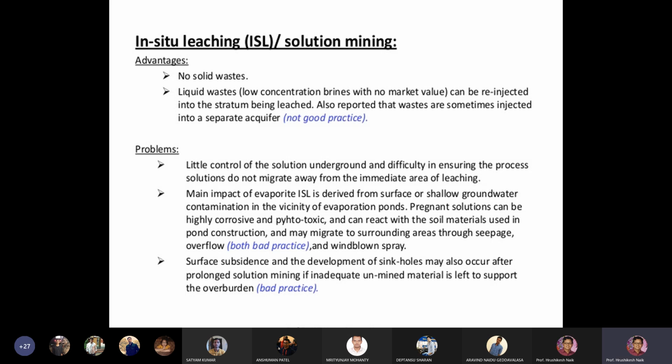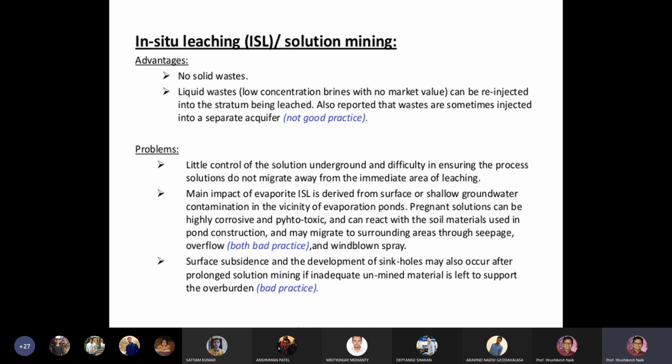What are the advantages you get from in situ leaching? There is no solid waste generated in the case of the in situ leaching method. Liquid wastes, low concentration brines with no market value, can be re-injected into the stratum being leached. It is also reported that wastes are injected into a separate aquifer. So whatever liquid waste you are getting can be re-injected.